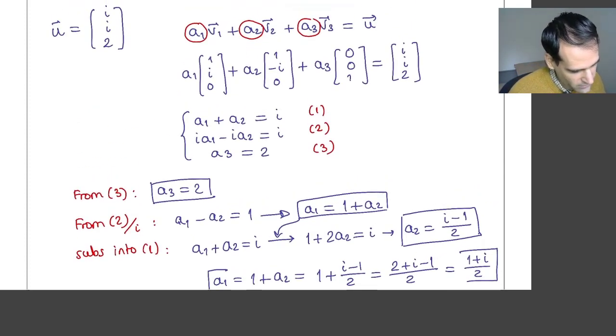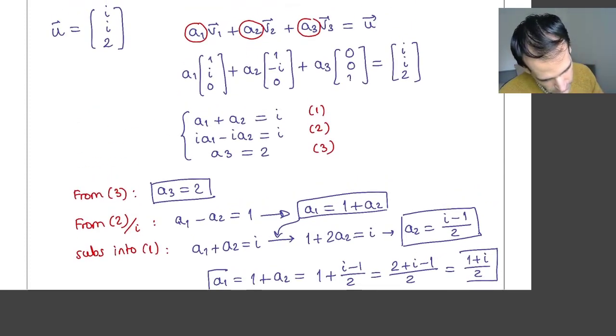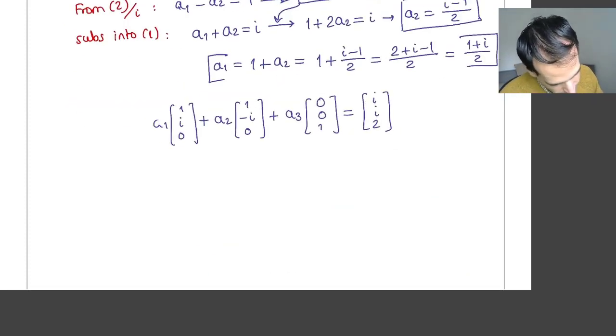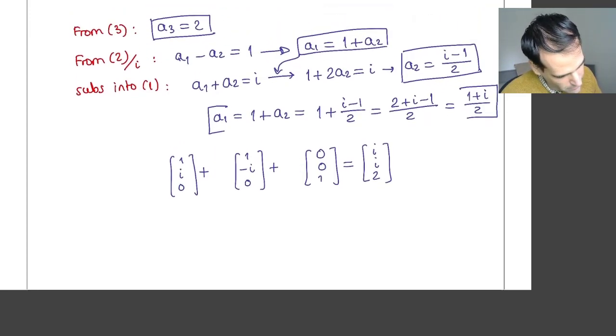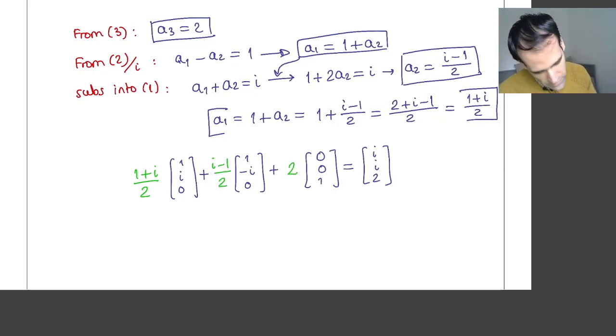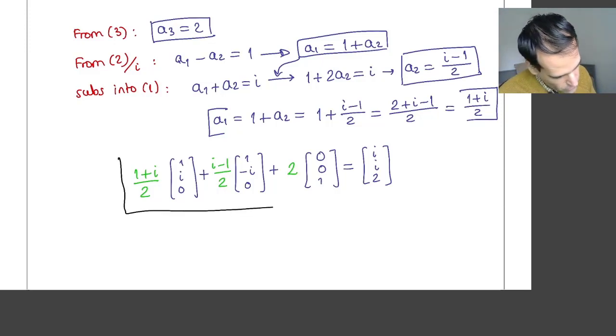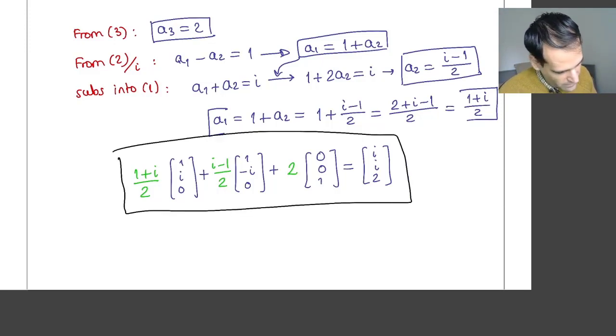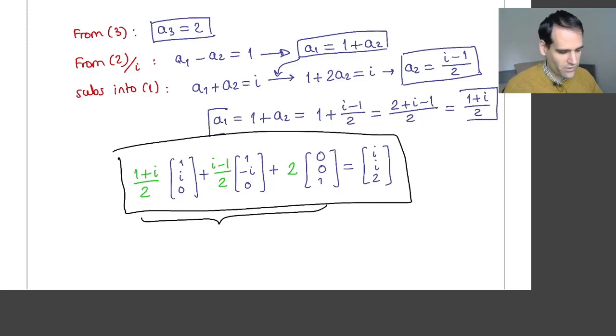If you wanted to check this, you could get this expression, and then we write in A1, A2, and A3 the corresponding numbers. So A1 is (1 plus I) divided by 2. A2 is equal to (I minus 1) divided by 2. And A3 equals 2. And you should be able to very easily check that when you add up the three vectors on the left, you end up with the vector on the right. Yeah. So this solved the system.